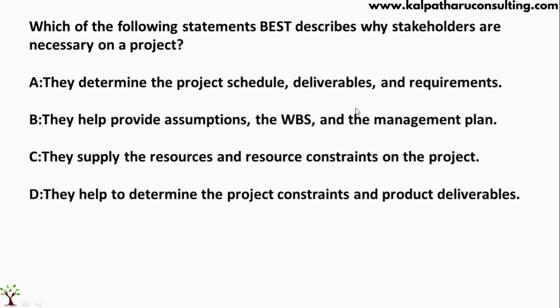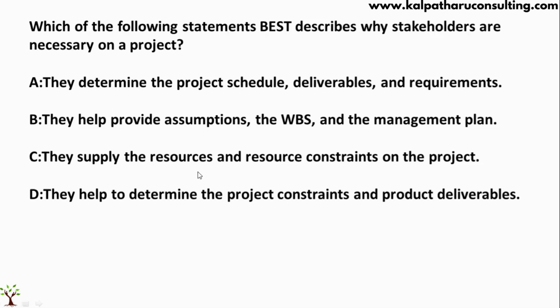See this, all the three can be included in option D. If you see, they determine the project schedule, deliverables and requirements. They may determine or they may facilitate in determining these. Again, the project schedule, deliverables, requirements, all these three can be grouped under these two: product deliverables and the project constraints, right? Let us look into B. They help provide assumptions, WBS and the project management plan. Again, those can also be included in D, where the deliverables or the project constraints, they support in this, right? So B also can be part of D.